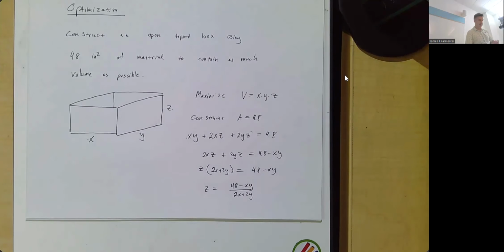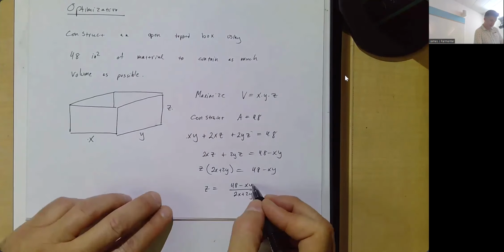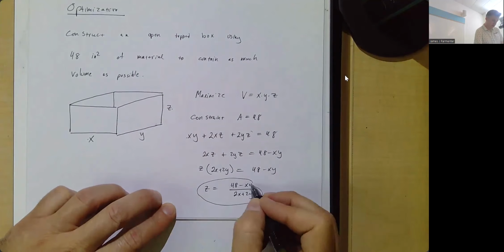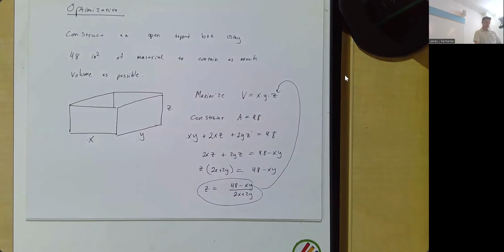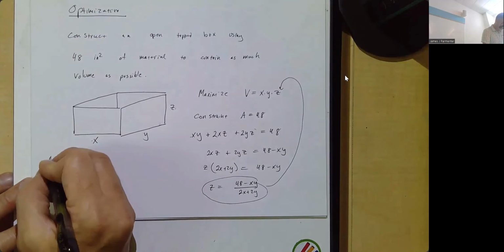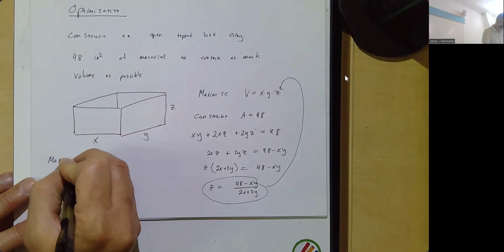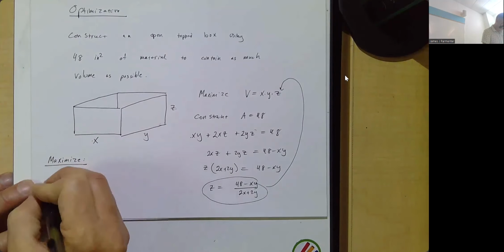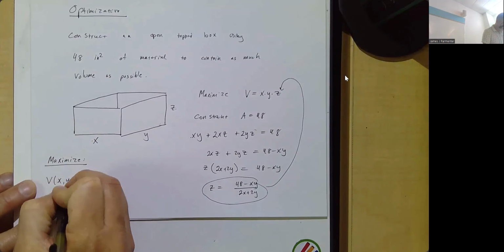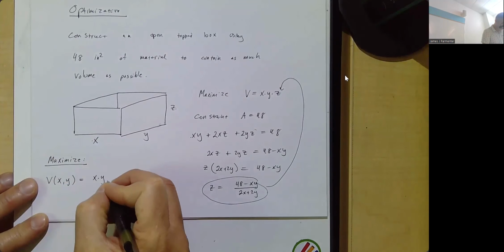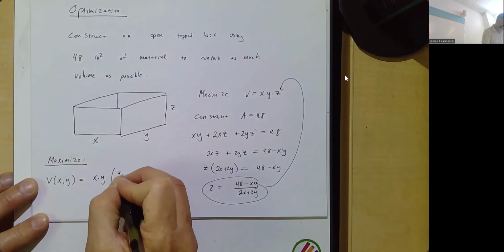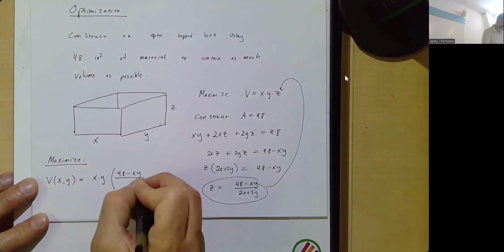The point is that now we can take this thing we found z equal to and plug it back into the thing we're trying to maximize. So now we're trying to maximize volume as a function of 2 variables. It's going to equal x times y times (48 minus xy) over (2x plus 2y).